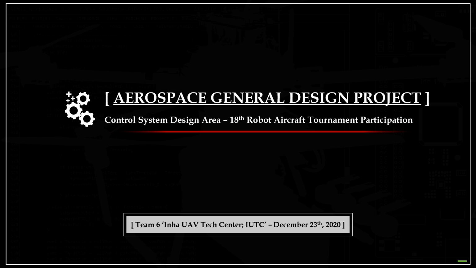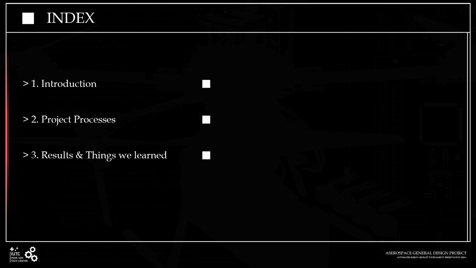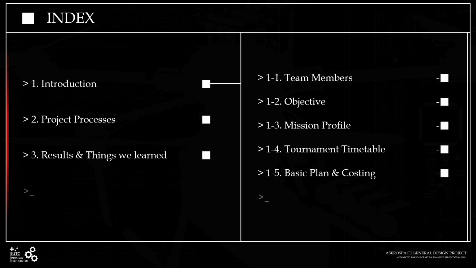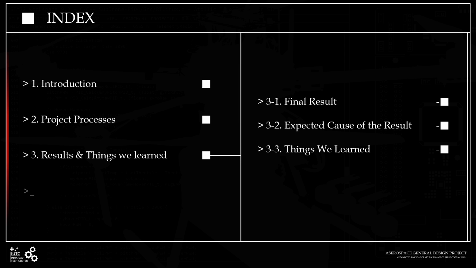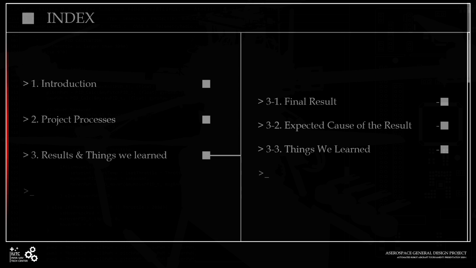Our team's design project was to participate in the 18th Robot Aircraft Tournament. For this, we developed our own hardware and software very hard for more than 6 months to test the limit of our knowledge. The order of our presentation will go as shown. The first part is the introduction. After that, we will explain what we did to realize our system. Lastly, we will show the result and the things we learned through this project.